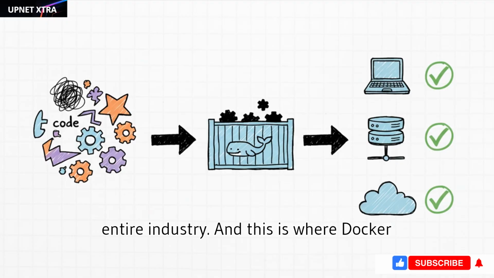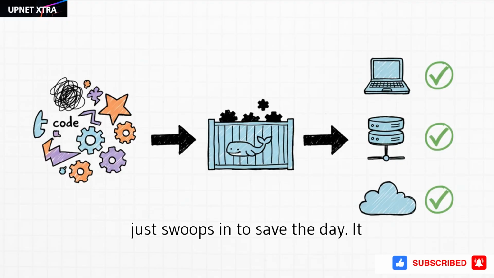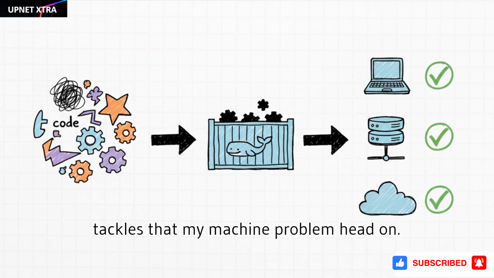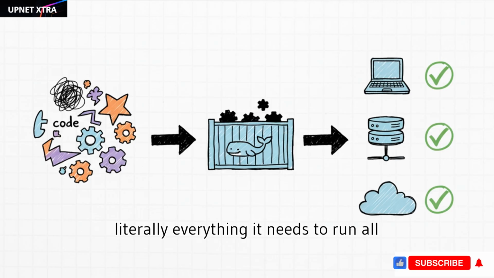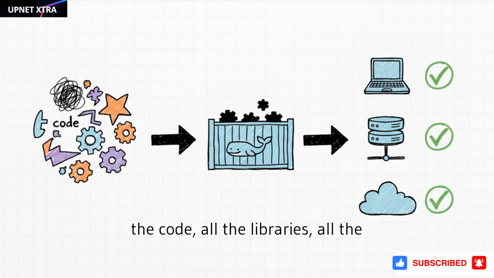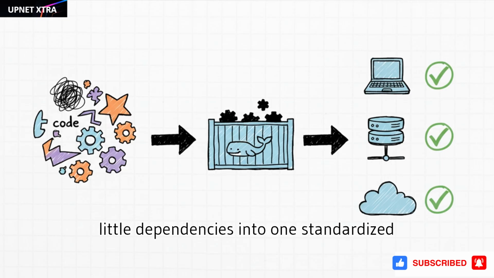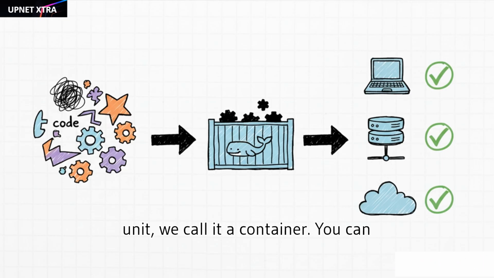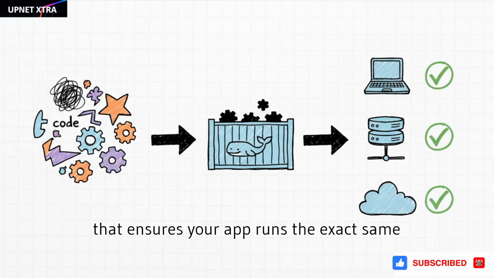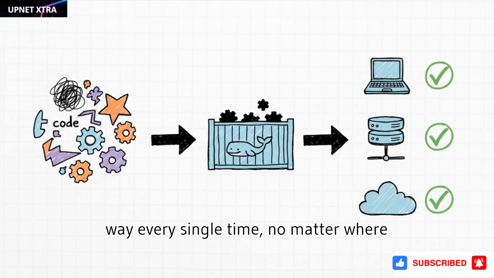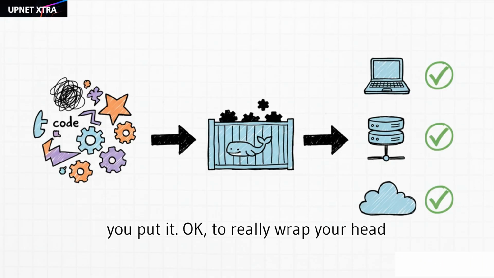And this is where Docker just swoops in to save the day. It tackles that "my machine" problem head on by packaging up an application with literally everything it needs to run: all the code, all the libraries, all the little dependencies into one standardized unit. We call it a container. You can think of it like a perfectly sealed box that ensures your app runs the exact same way every single time, no matter where you put it.